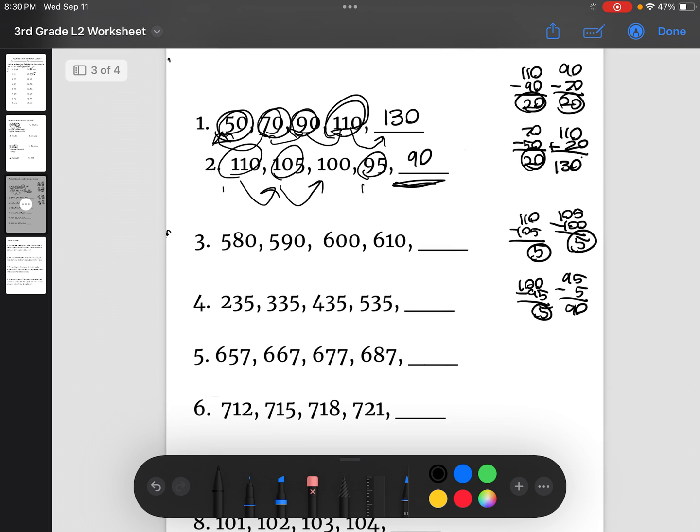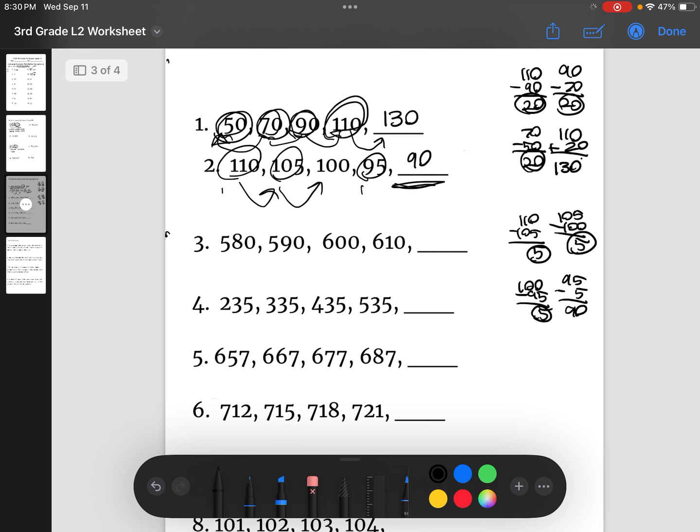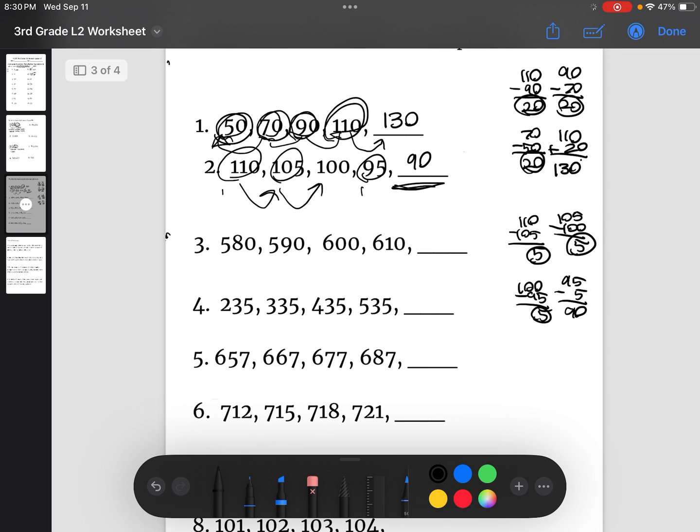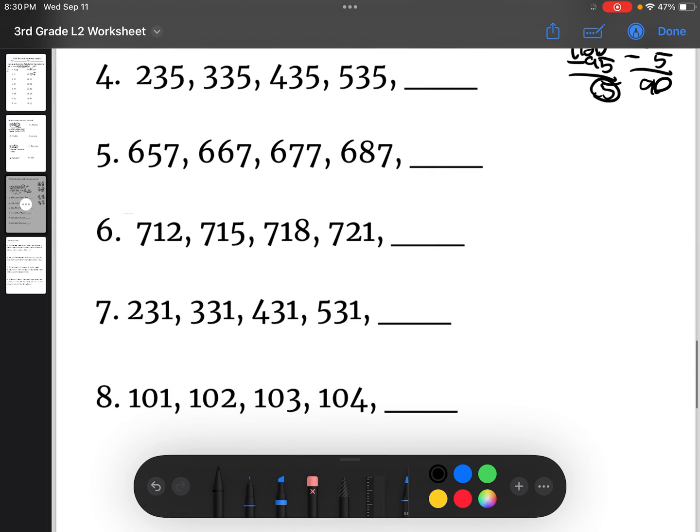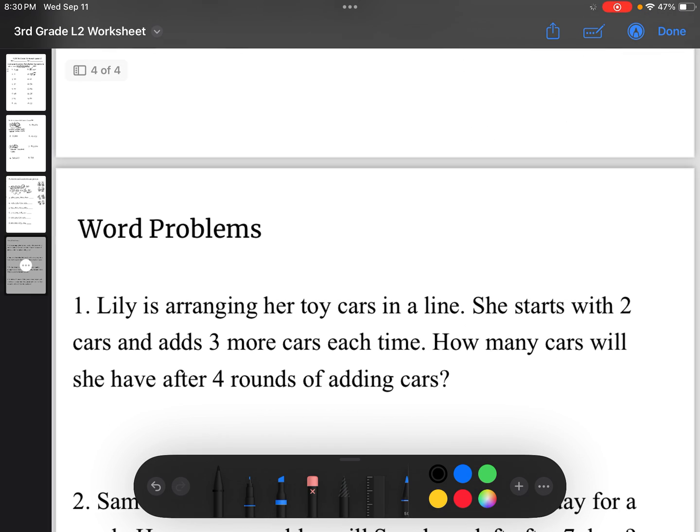So yeah, these are very simple. You're just going to get the biggest number and then subtract them with the next biggest number. And if you do that with all the numbers, you should find a pattern. Let's go to the last section of word problems.